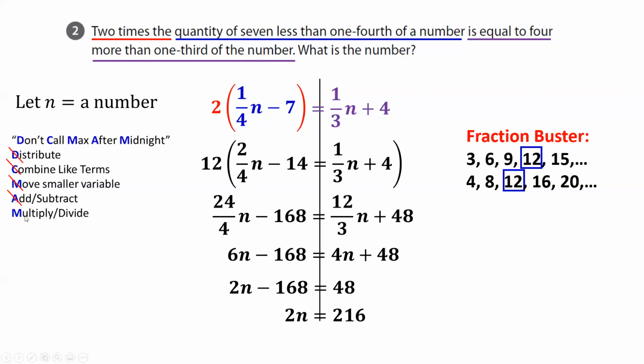And finally, I need to do my multiplication and division. This is multiplying by 2, so the opposite is to divide both sides by 2. And when I do 216 divided by 2, I get 108. So the number that we cared about, what was the number? Turns out the number was 108. And this is your final answer. You typically want to write a sentence at the end of your word problems to make sure you're answering the question.